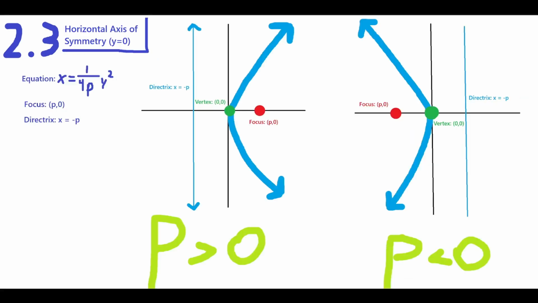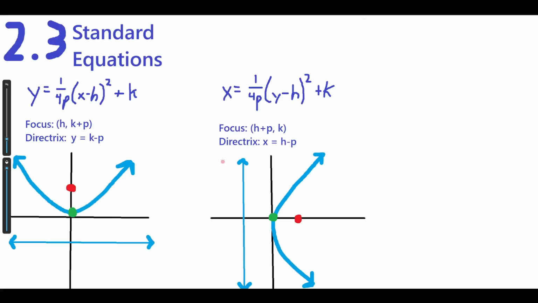And then these are our parabolas with a horizontal axis of symmetry with the equation x equals 1/4 py squared, with the focus being at (p, 0), and the directrix x equals -p. And you can see the axis of symmetry is here because if you flip the graph, it would land on the exact same points. Alright, so here we have our standard equations.